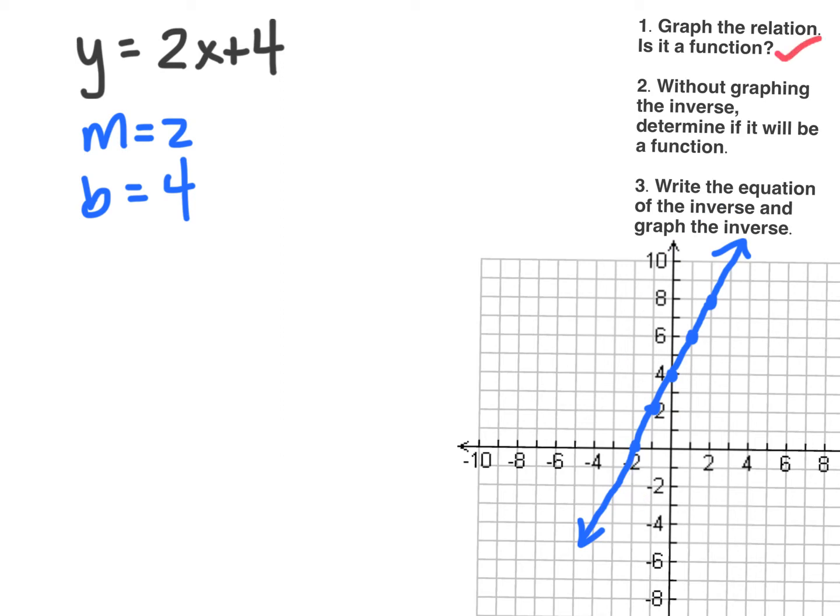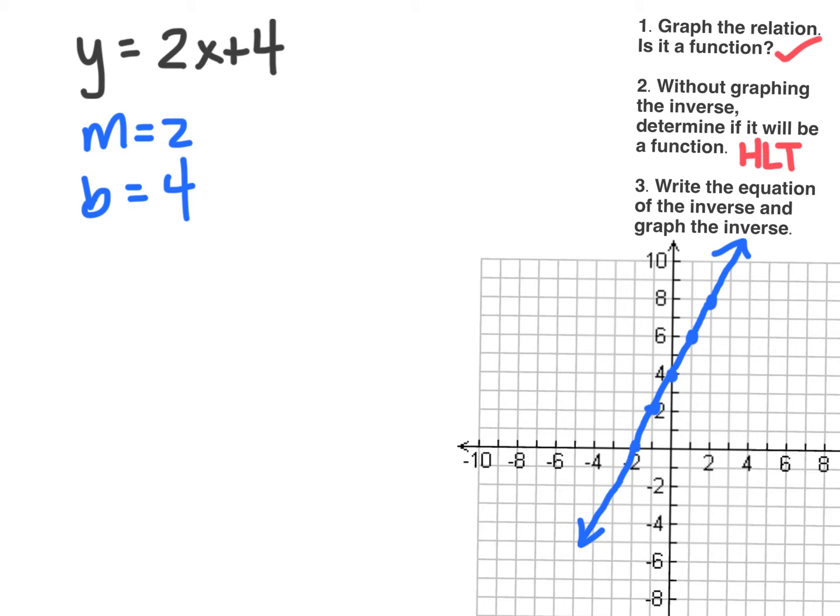All right, now let's, without graphing the inverse, determine if it will be a function. For that, we need to use the horizontal line test. So, will its inverse be a function? Yes, because it passes the horizontal line test. It never hits the graph more than once.